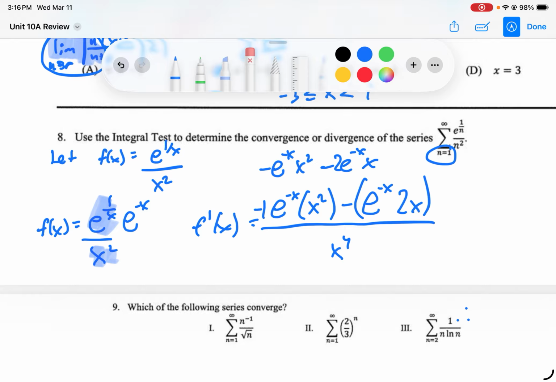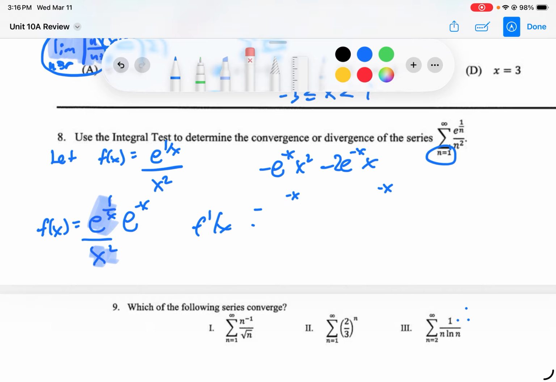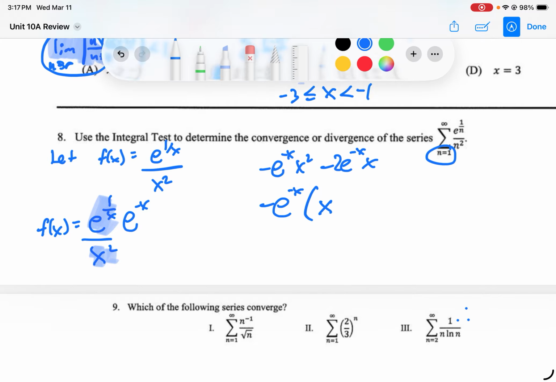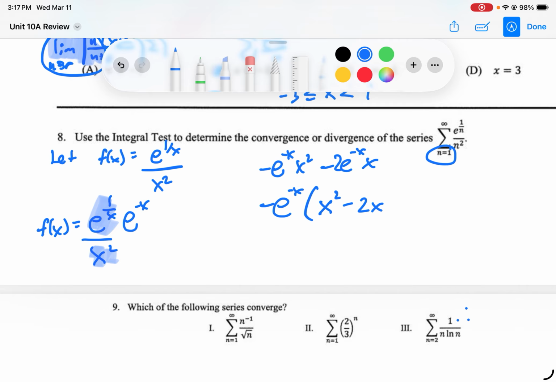So this is all about the top. The bottom is going to be positive. Can I show that the top is always negative? If I factored out a negative e to the negative x, that's negative 1 over e to the x, which is going to be negative. If I factor that out, I'd be left with x squared minus 2x. Is this always going to be positive? Is x squared always greater than what I'm subtracting? For n greater than or equal to 1, yes, it will be.